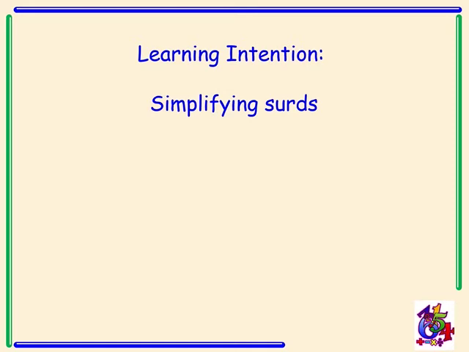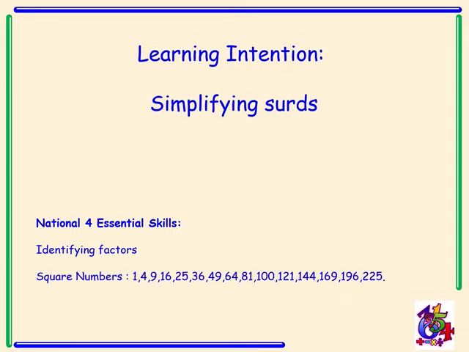Today's learning intention is learning all about surds and being able to simplify them. The National 4 essential skills are identifying factors and also square numbers. It is very important that we learn our square numbers, and here you can see our square numbers listed from 1 squared up to 15 squared.